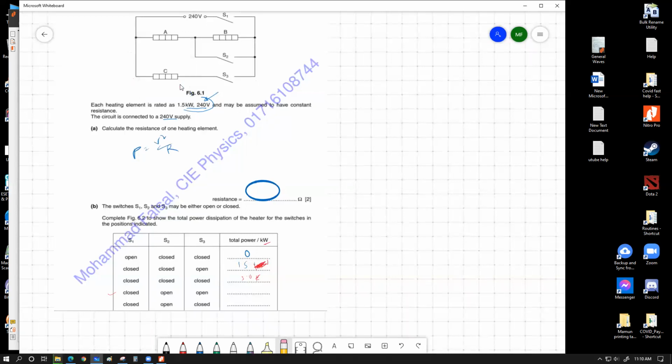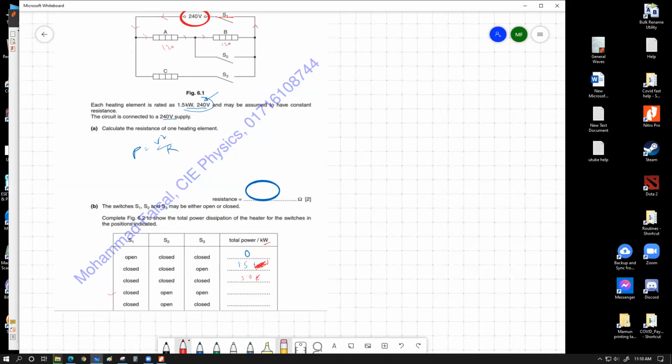Yes, delete. So let's have a look at row number 4: closed, open, open. This means switch S1 is closed, this is open, and this is also open. So currently the current has to pass in this pathway. Both of these two heating elements are in series with each other, because this is how the current is flowing. So this 240 volt supply will be divided across them. This is going to get 120 volts and this is going to get 120 volts.